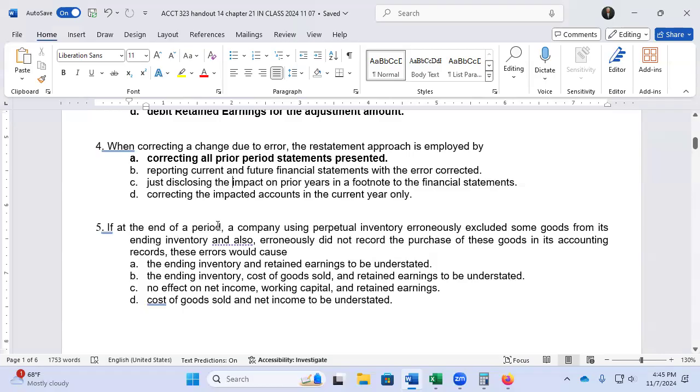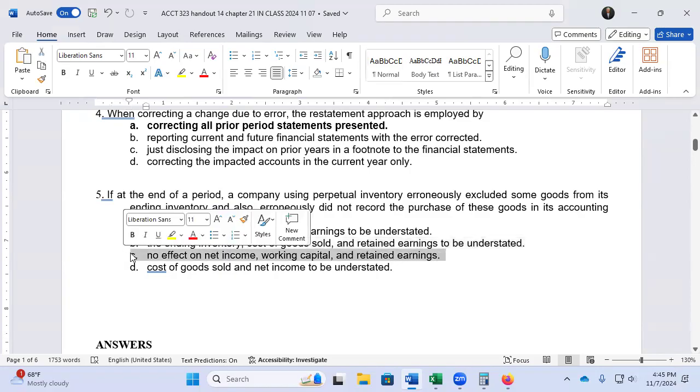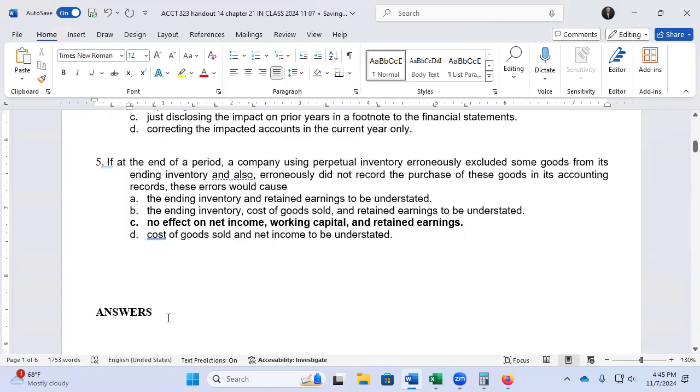Number 5, if at the end of a period, a company using perpetual inventory erroneously excluded some goods from its ending inventory and also erroneously did not record the purchase of these goods in the accounting record, this answer would be no effect on net income, working capital, and retained earnings. So our answers are C, A, D, A, and C.